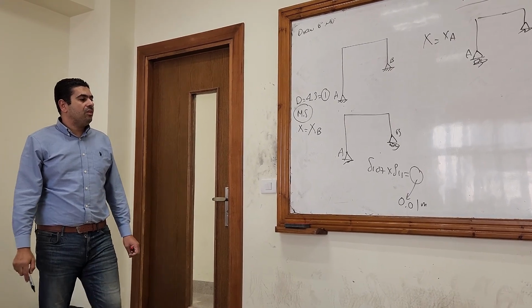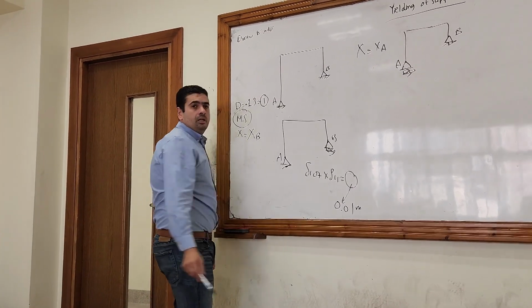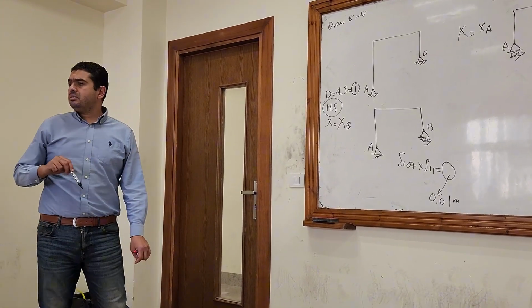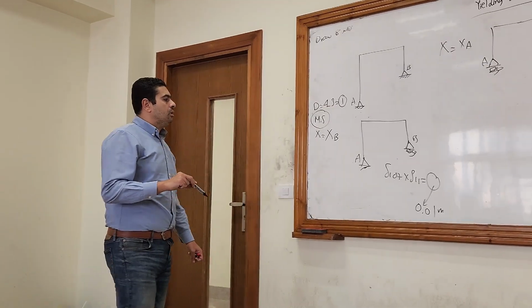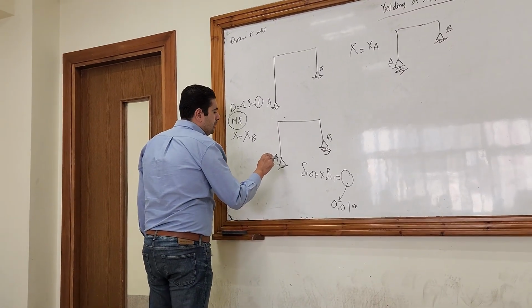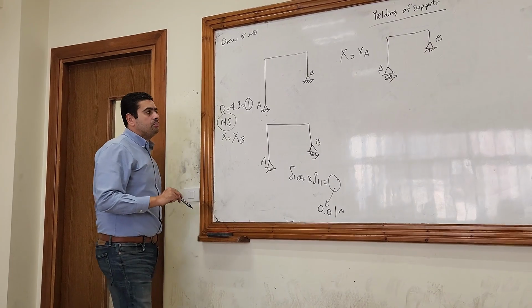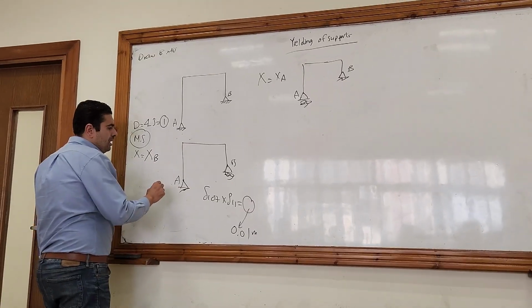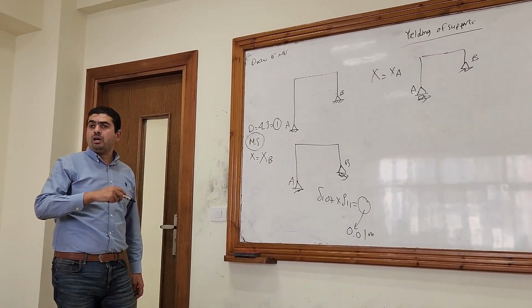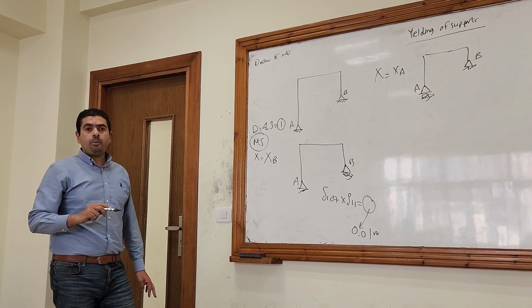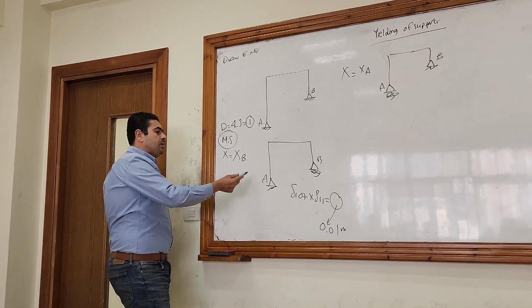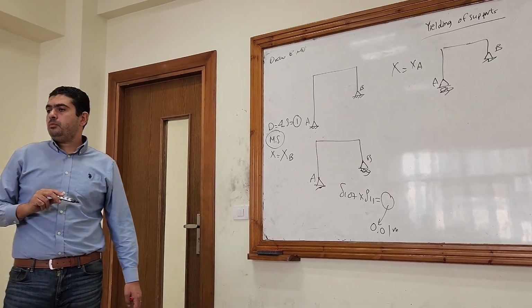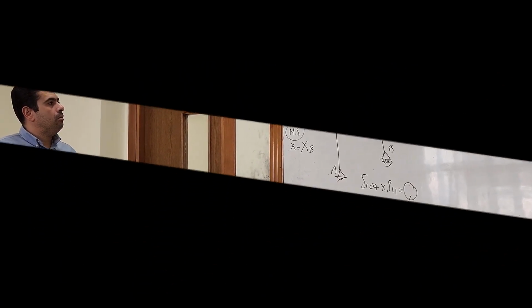Okay? What about the sign? We talked about the sign before. For the rotation, the clockwise is positive, the anti-clockwise is negative. What about the horizontal displacement? Let's say if the horizontal displacement is to the right, this will be our positive sign. If the horizontal displacement is to the left, this will be our negative sign. Okay? That's it.